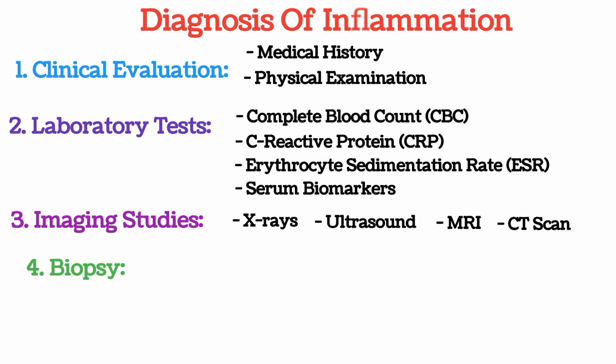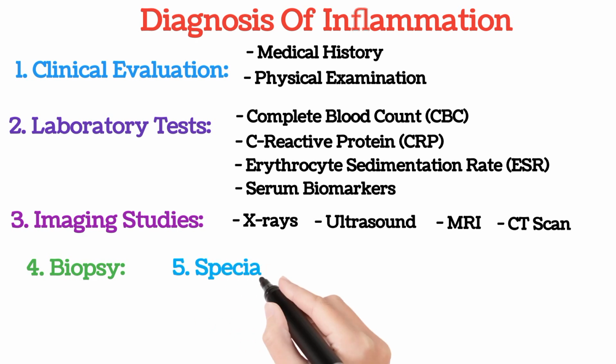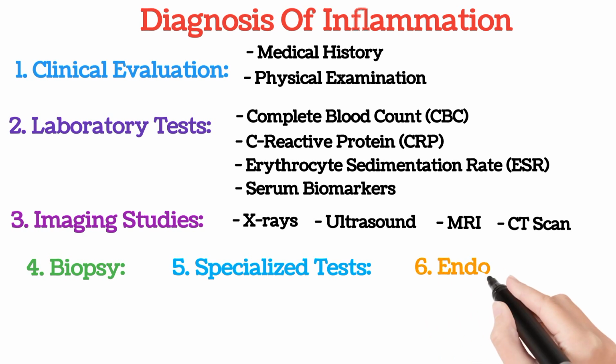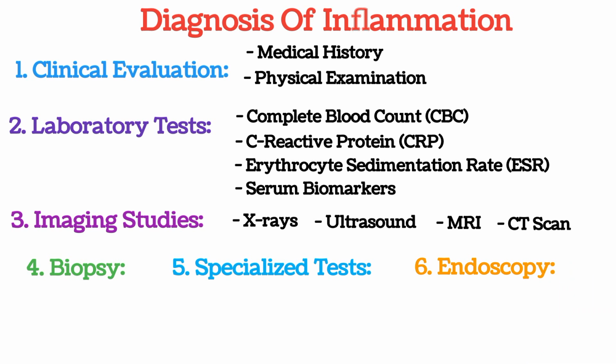4. Biopsy. In certain cases, a tissue biopsy may be performed to examine a sample under a microscope. This can help diagnose inflammatory conditions affecting specific organs or tissues. 5. Specialized tests. Depending on the suspected cause, additional tests may be necessary. Examples include autoimmune panels, joint fluid analysis, or tests for infectious agents.